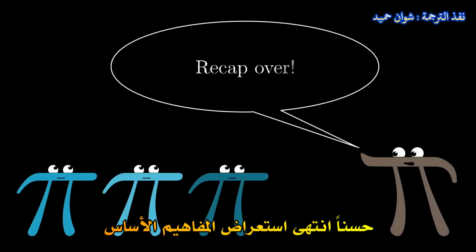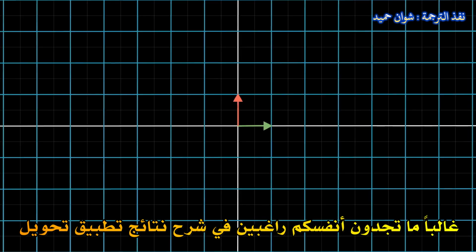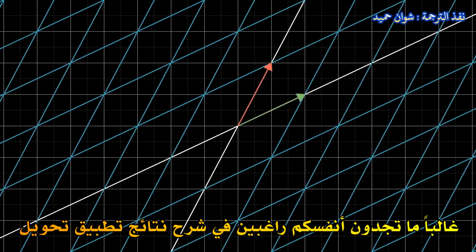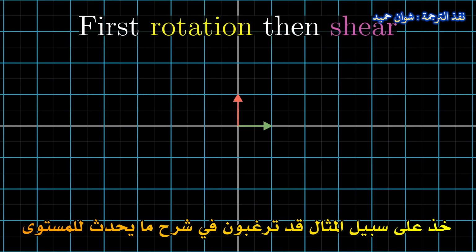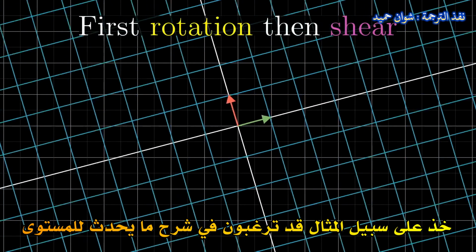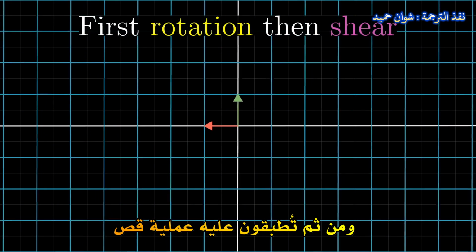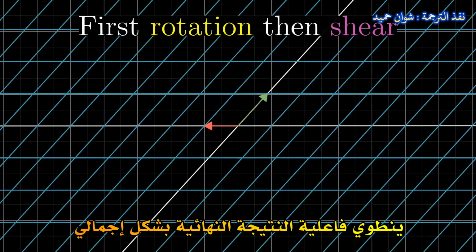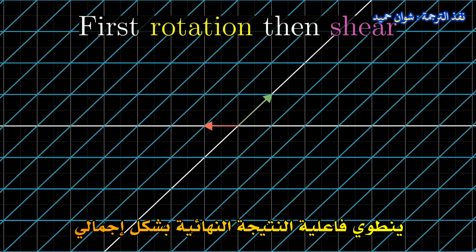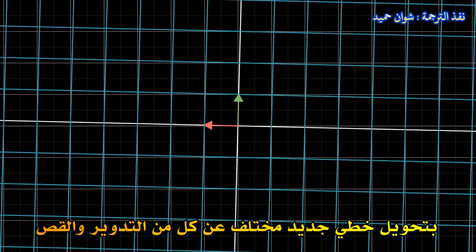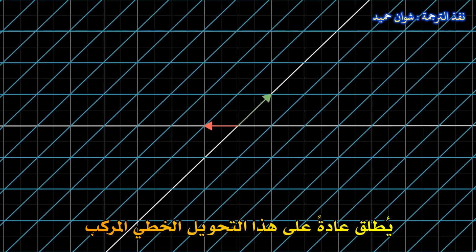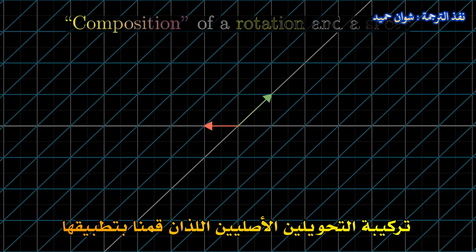Alright, recap over. On to the new stuff. Oftentimes, you find yourself wanting to describe the effects of applying one transformation and then another. For example, maybe you want to describe what happens when you first rotate the plane 90 degrees counterclockwise, then apply a shear. The overall effect here, from start to finish, is another linear transformation, distinct from the rotation and the shear. This new linear transformation is commonly called the composition of the two separate transformations we applied.